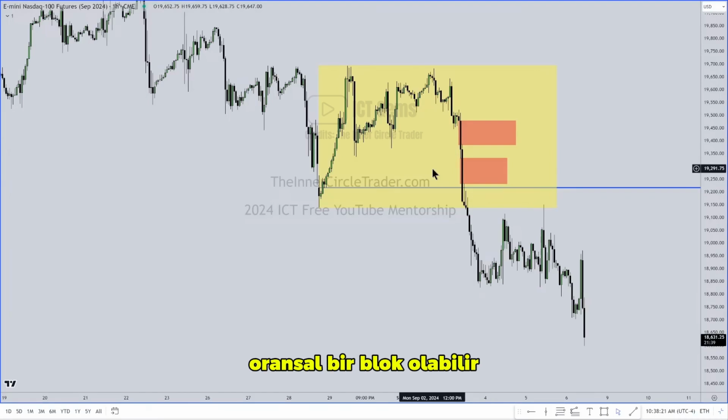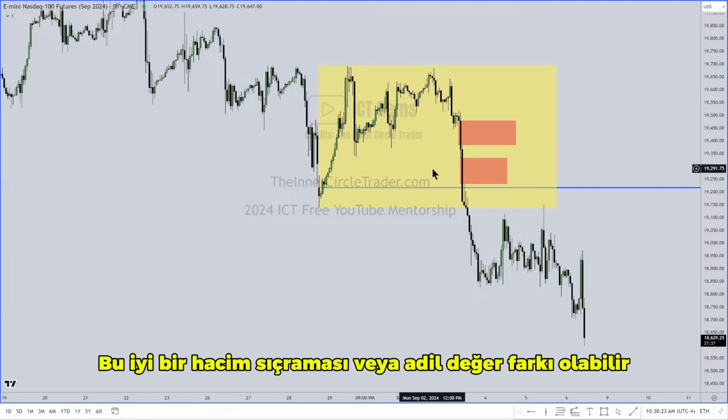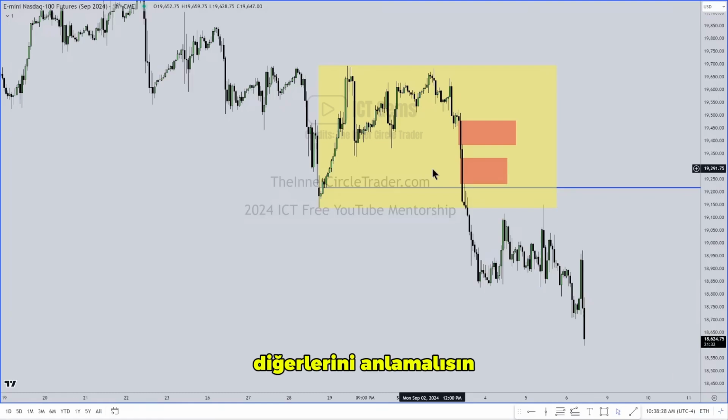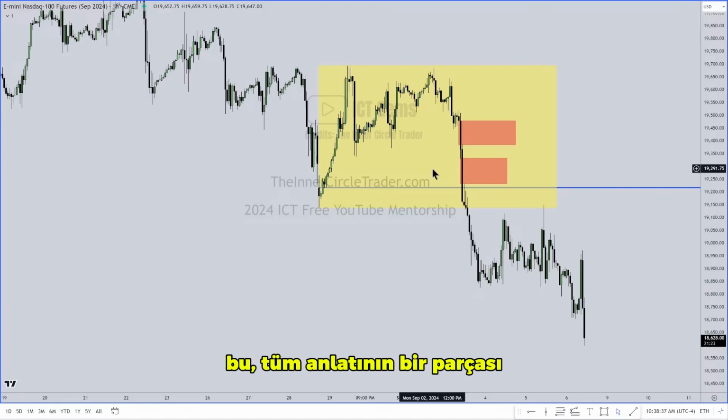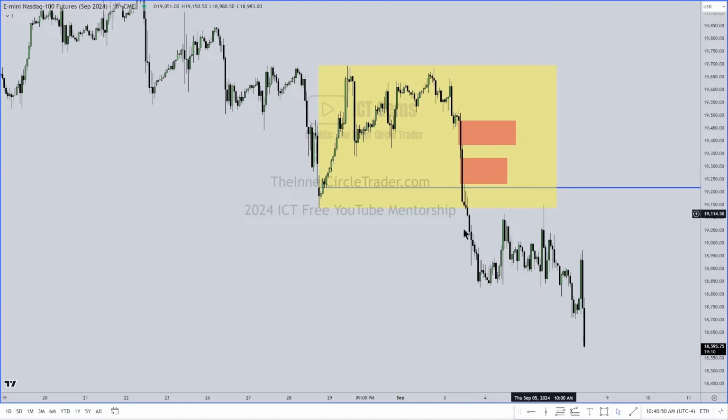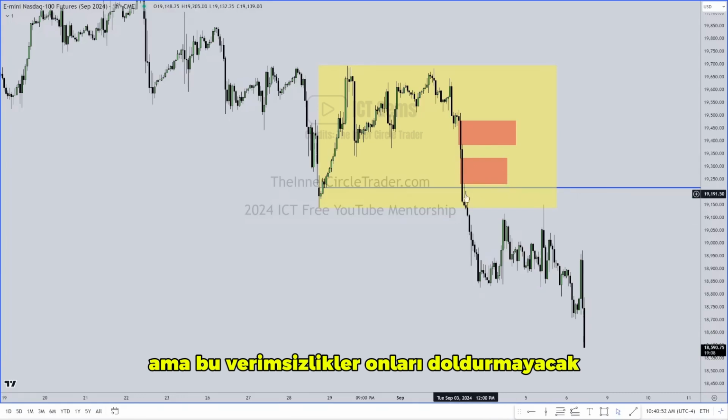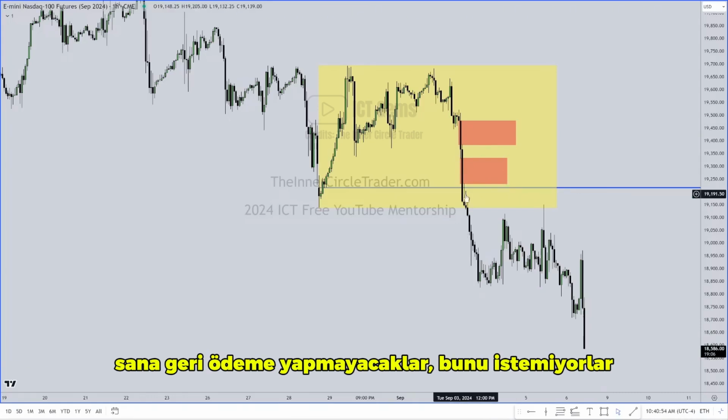It could be a propulsion block. It could be a volume bounce or fair value gap. You have to understand the other ones, even if it's a small little brief acknowledgement of, okay, I recognize it, but that's not what I'm going to trade on. You have to refer to it because it's part of the whole narrative of what price is doing. But these inefficiencies, they're not going to fill. They're not even going to trade back to, you don't want them to.